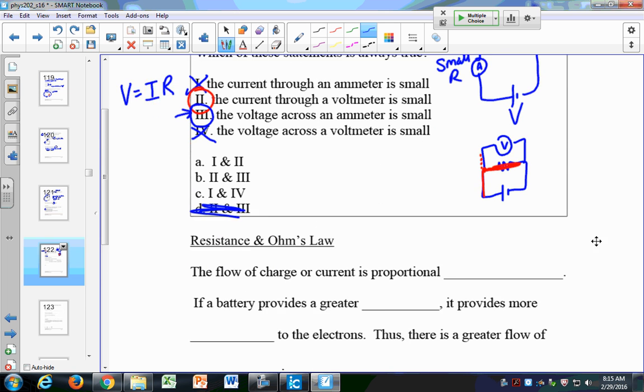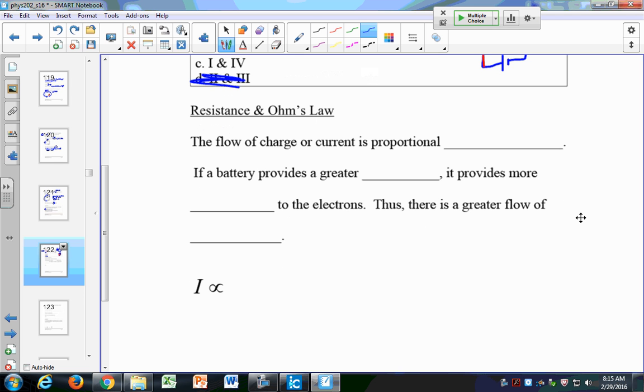All right, let's go ahead and define Ohm's law. The flow of charge or current is proportional to the voltage.